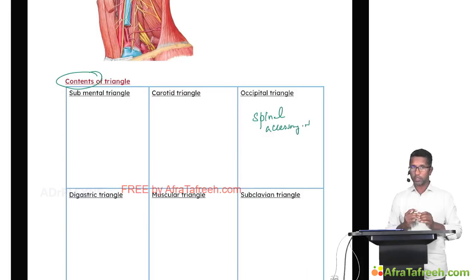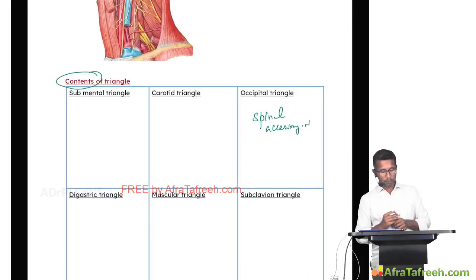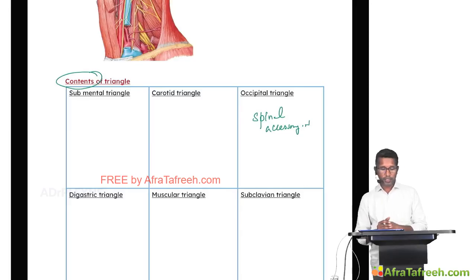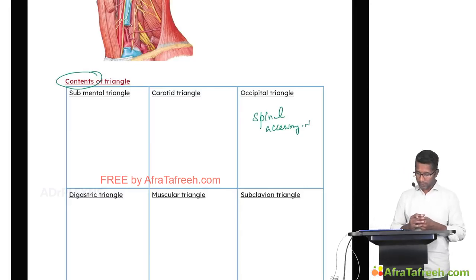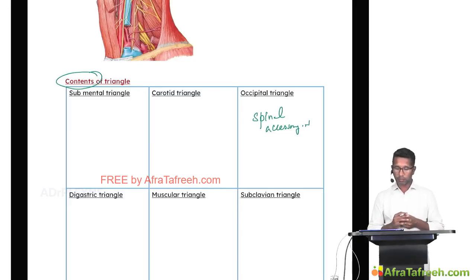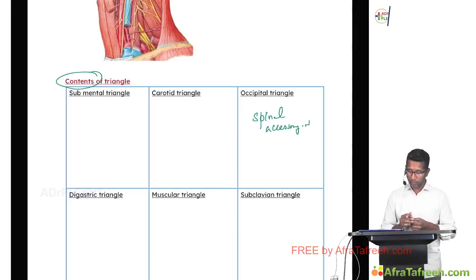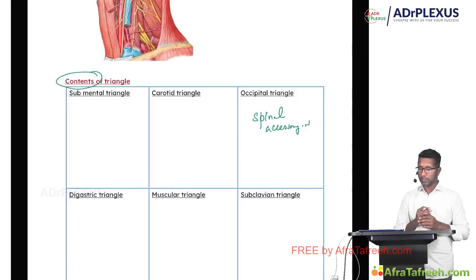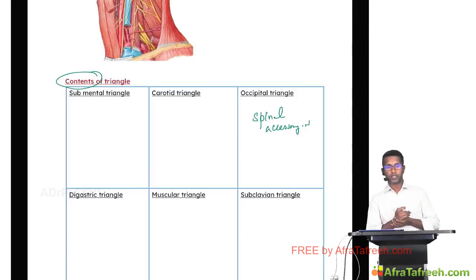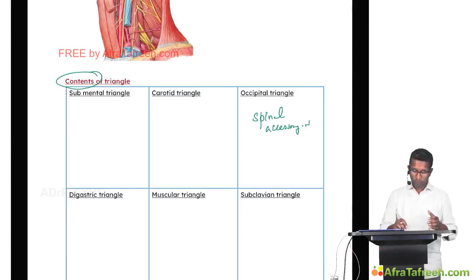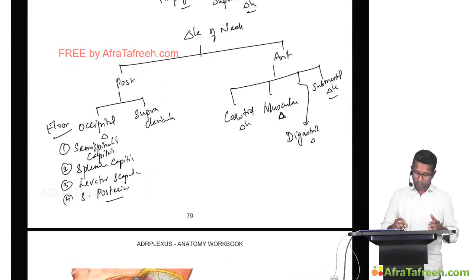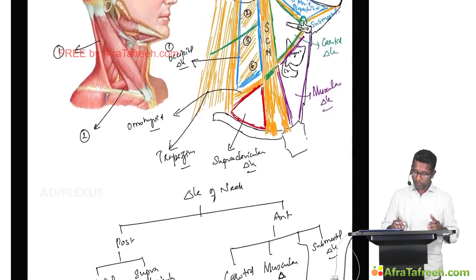Can anybody tell me what muscles are supplied by the spinal accessory nerve? It supplies 2 important muscles. Yes, one is trapezius, another one is sternocleidomastoid. Very good, guys. So the spinal accessory nerve supplies trapezius and sternocleidomastoid. We have seen the occipital triangle.